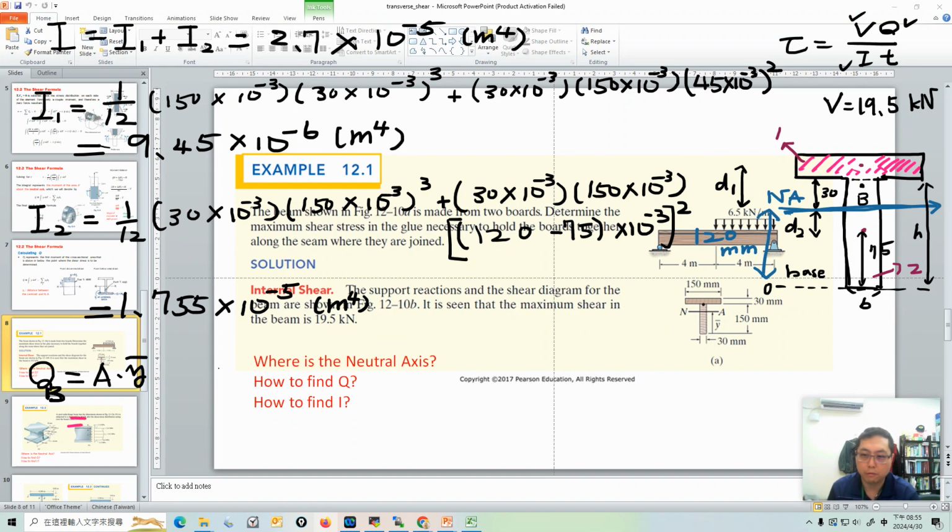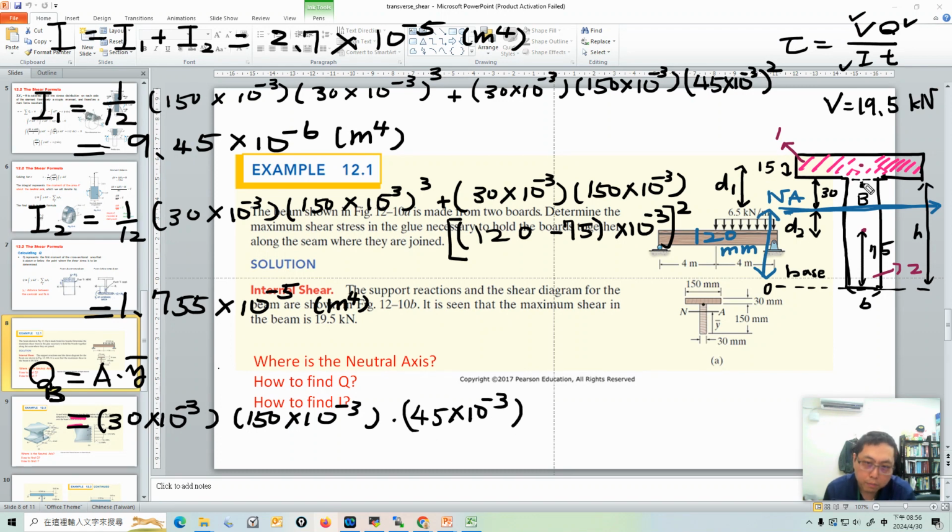A is 30 times 10 to the power minus 3, 30 millimeter times 150 millimeter. That's our A. So what's the Y bar? Y bar is the centroid of this area, the distance between the centroid of this area and the neutral axis. Okay, so what's the distance? Here is 15, right? Here is 30. So actually it's 15 plus 30, so it's 45 millimeter, right?